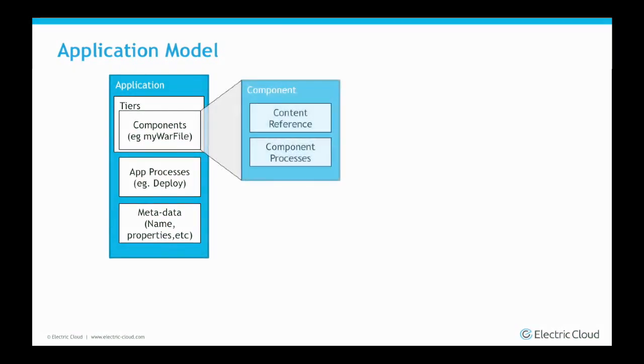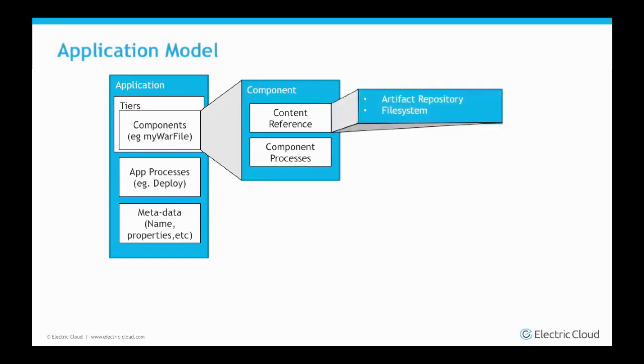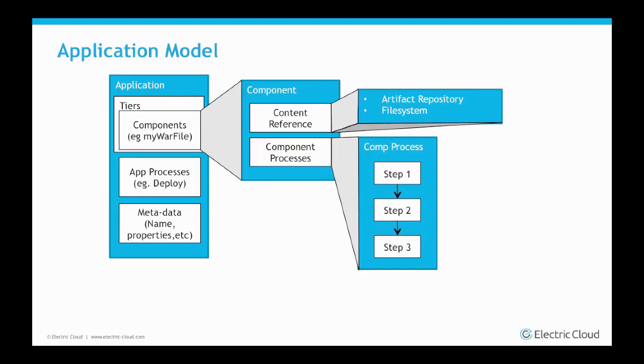Each tier contains components. A component is based on an artifact and contains a reference to that artifact. This can be through the file system or an artifact repository. The tier also contains component processes. A component process is a set of actions to be taken on that specific component when the application is deployed.